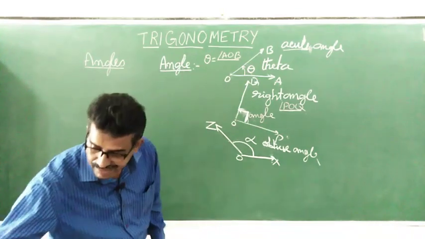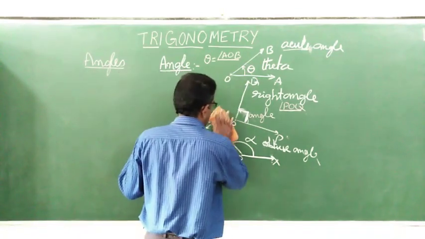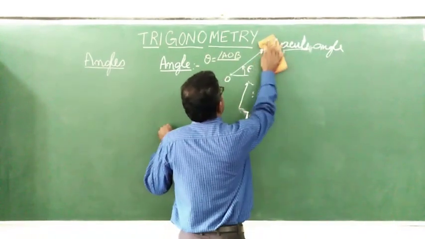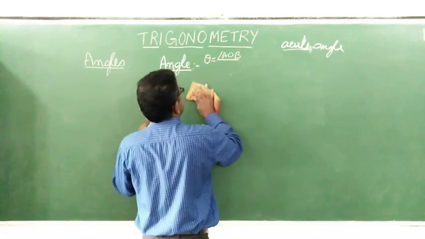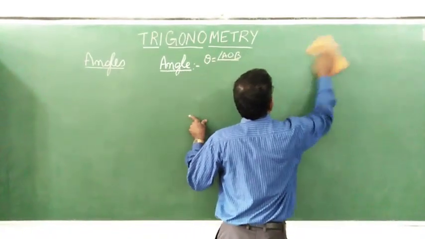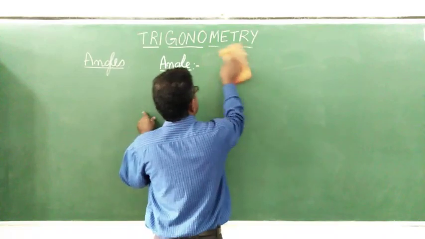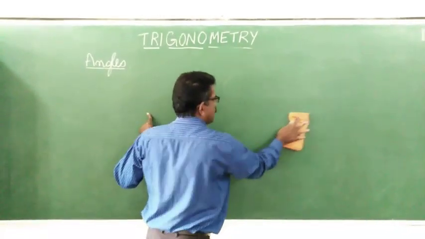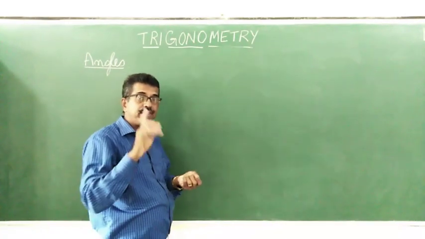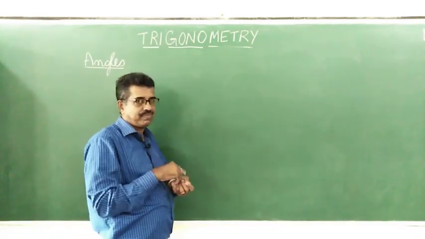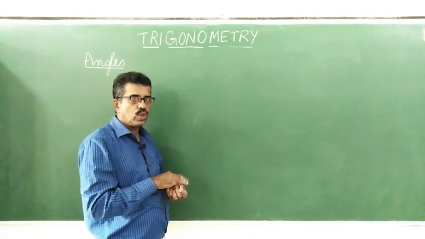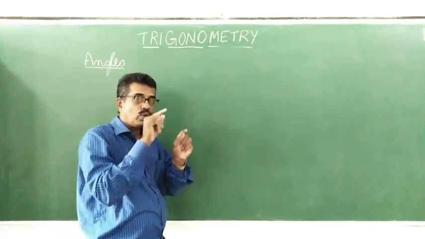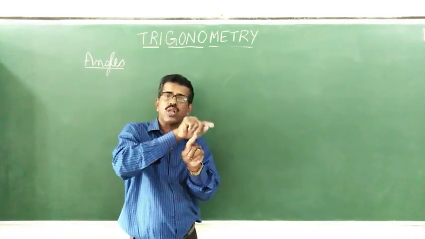Next I will give you the idea about the system which is used to measure angles. When we measure these angles, there should be some system. So what is that system? We should learn those systems. So far we are familiar with only one system, that is degrees. In your high school or primary school, we have studied angles in degrees, and you were given a protractor.